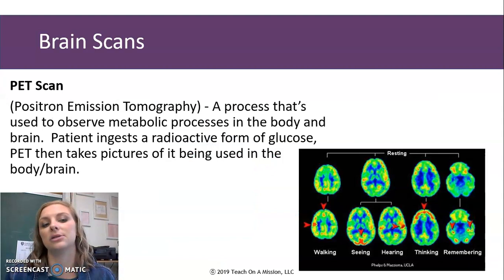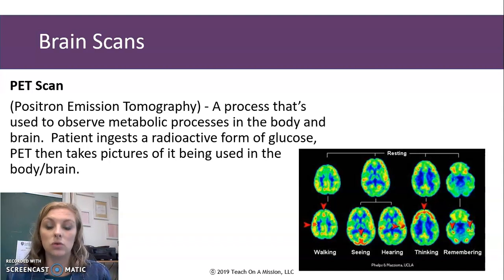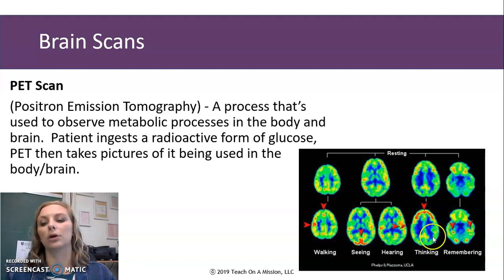A PET scan, or positron emission tomography, is similar in that it's showing us blood flow and metabolic processes. So what happens is the patient ingests or is injected with a radioactive form of glucose, and then the PET scan takes pictures of it being used in the brain. So you can see over here the different parts of the brain. When a brain is resting, it's going to be a lot of these cooler colors, blues and greens. And then when it is in the middle of doing something, you'll see the different parts of the brain that are responsible for that function light up a different color. They turn a hotter color, right? So red, orange, etc.